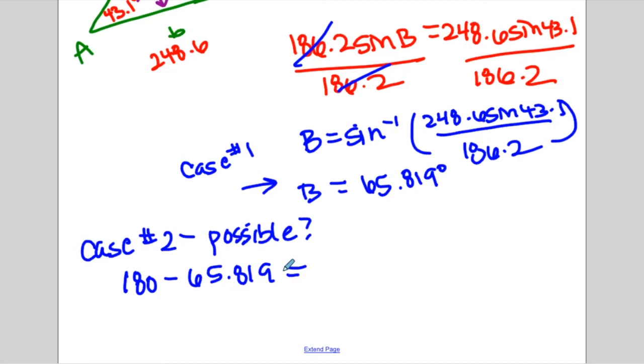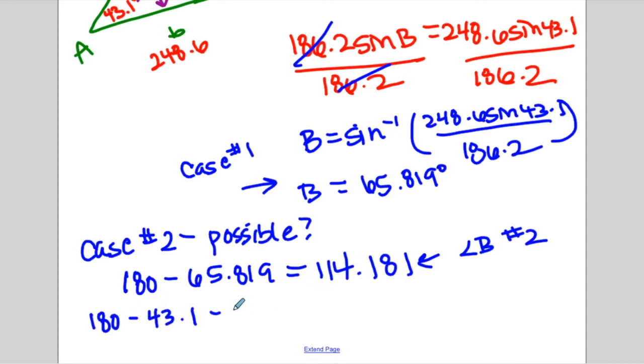We have 180 minus 65.819, which is equal to 114.181. Okay, so that's what we have. So this is our B for case 1, and this would be our angle B for case 2. If this is angle B, I know angle A is 43.1, so I would take 180 minus 43.1 minus 114.181 to see, is it possible to have another triangle?